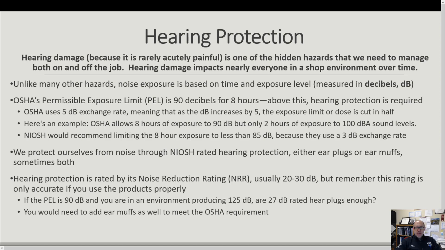Hearing damage impacts nearly everyone in a shop environment over time. Unlike many other hazards, noise exposure is based on time and exposure level, which is measured in decibels, or dB. OSHA's PEL, its permissible exposure limit, is 90 decibels for 8 hours. Above this, hearing protection is required. And I'll tell you right now, 90 decibels for 8 hours, I'd be wearing earplugs in that.